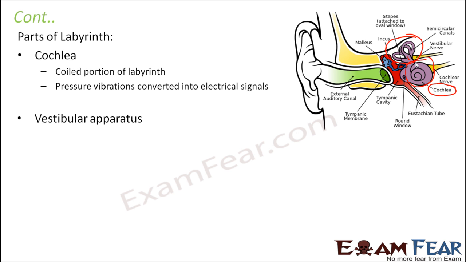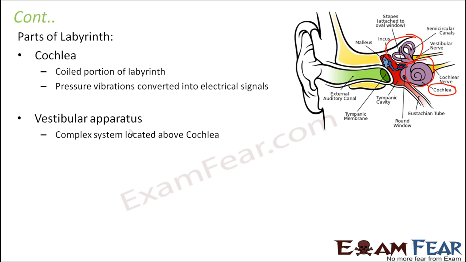Here the pressure vibrations are converted into electrical signals. This is the area where the pressure vibrations which were received up till now are converted into electrical signals, because only electrical signals can be transmitted to the brain through the nerves.